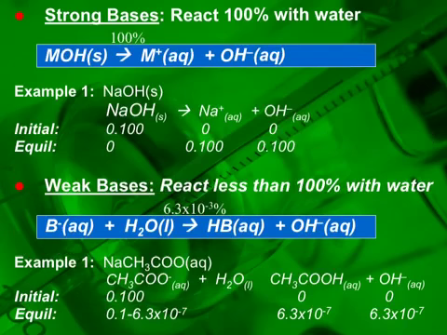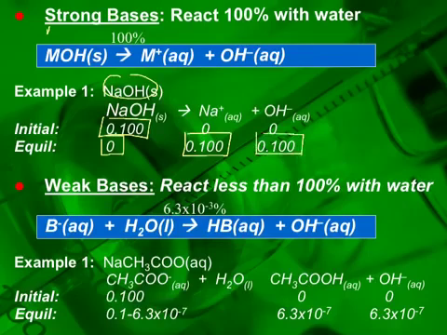Let's look at an ICE table for a strong base. A strong base, such as a metallic hydroxide, such as NaOH, dissociates 100%. So if you have an initial concentration of 0.10 moles per liter, at the end of the day you have 0 NaOH. It has all been dissociated into sodium ions and hydroxide ions.